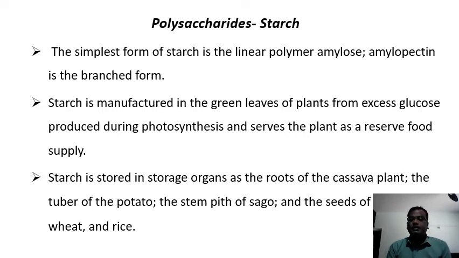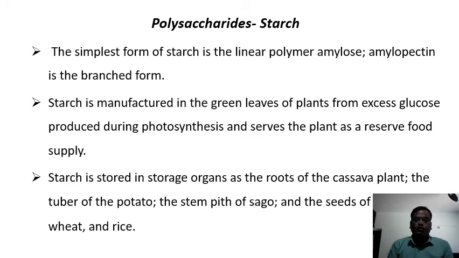Okay, and in some plants like potato, it is stored in tubers. So potato tuber is the source of starch. So like this, in some plants, leaves may be rich in starch. So the plant is going to store them in different parts. It depends upon the variety of plant or type of plant.